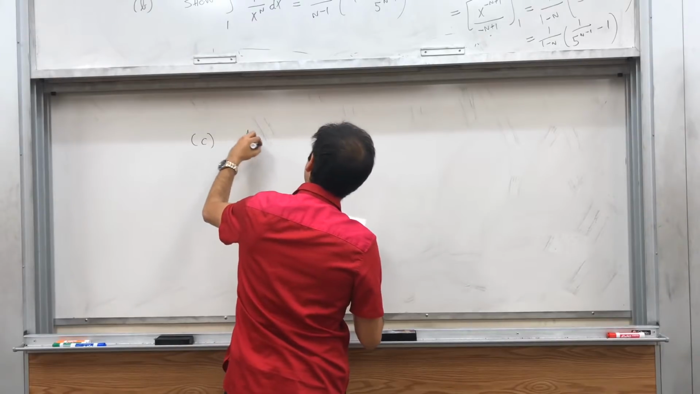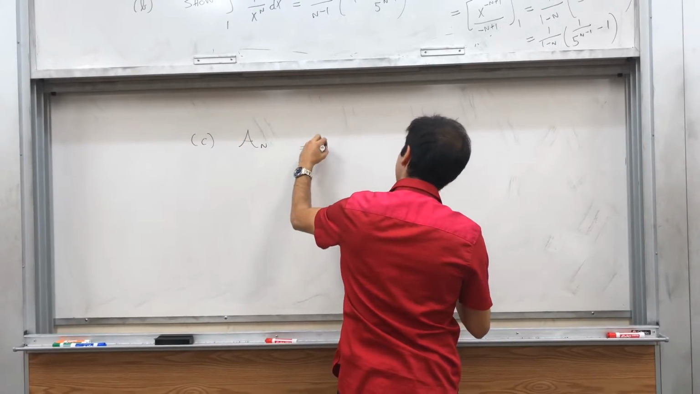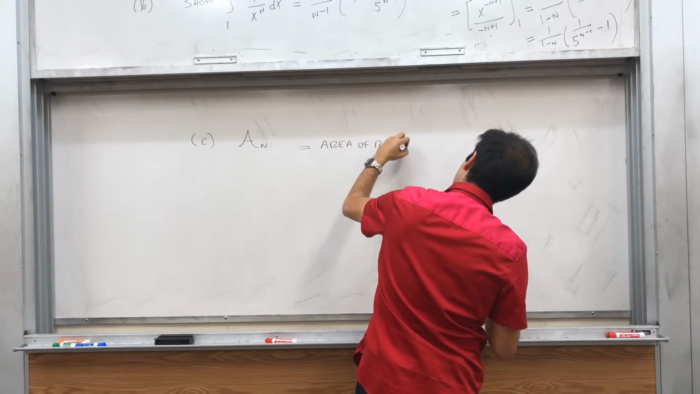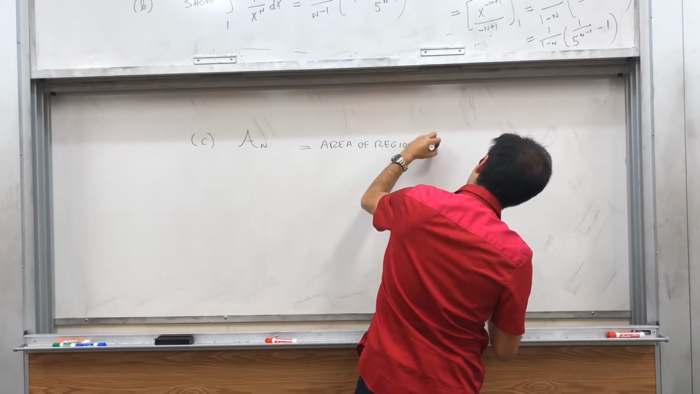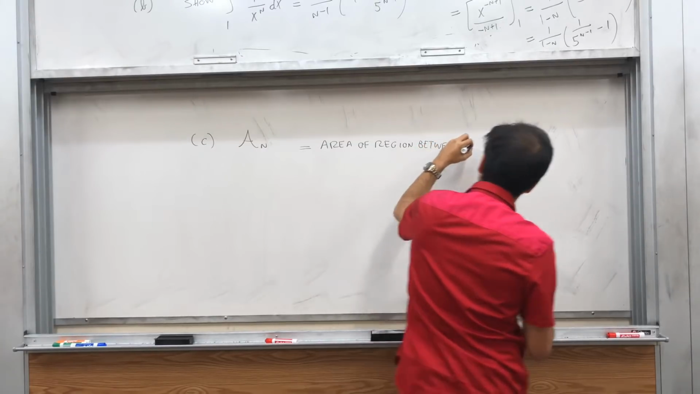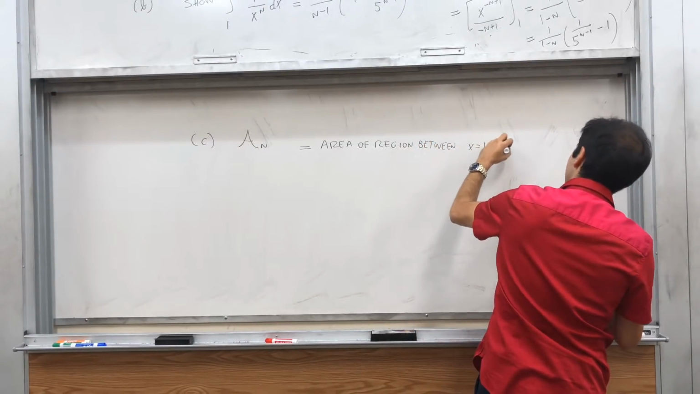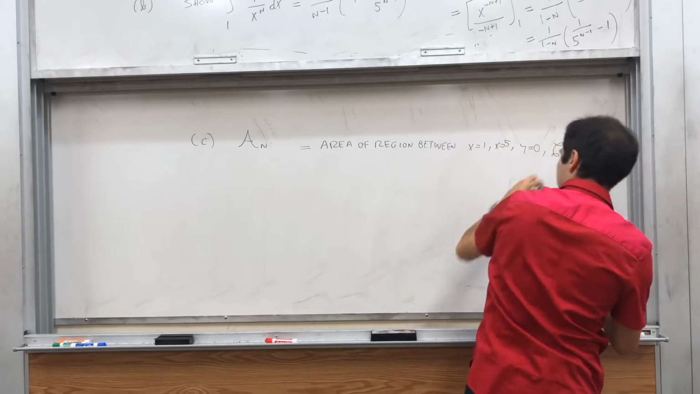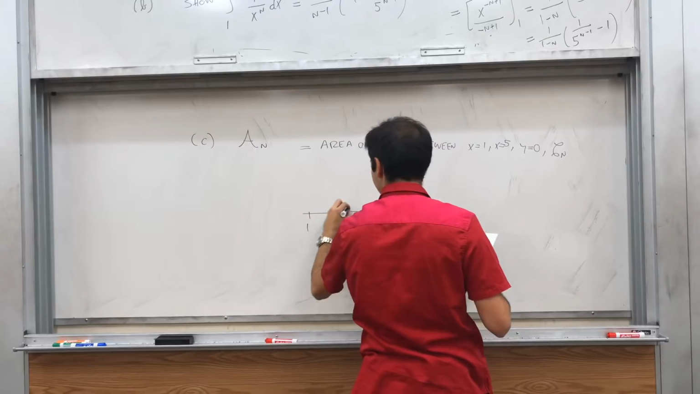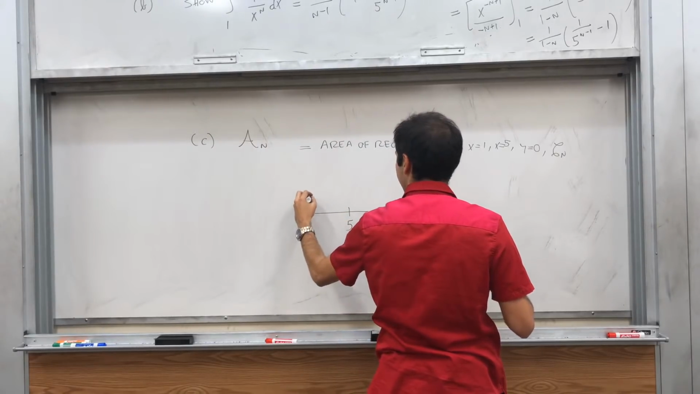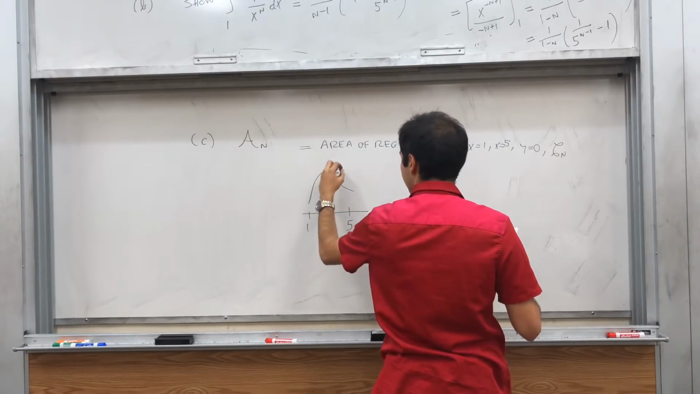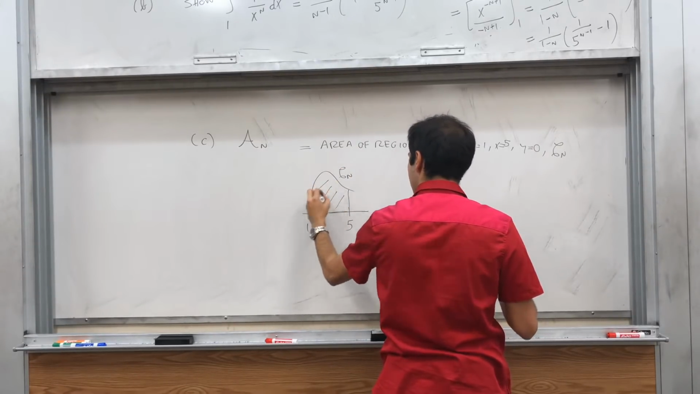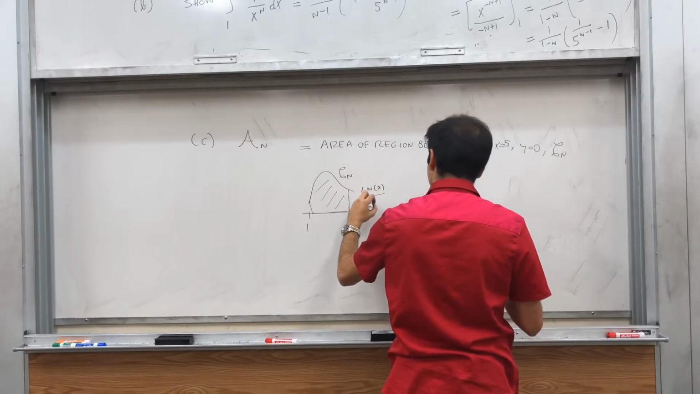So let an be the area of the region between x equals 1, x equals 5, y equals 0, and our curve. If you want, just as a picture, this is 1, 5, and this is sort of our graph, Cn, and we want this area here, ln of x over x to the n.